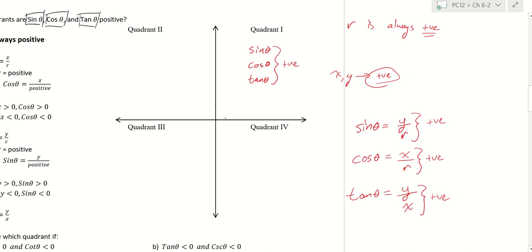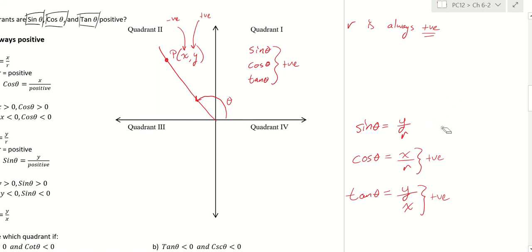What about quadrant 2? What if we have some angle theta that has some terminal arm that ends in quadrant 2? Well, we can think about whether x is going to be positive or negative in quadrant 2. It just so happens that x is going to be negative and y is going to be positive. So let's think about these ratios again. For quadrant 2, the sine ratio of y over r: well, y is positive in quadrant 2, r is always positive. So the sine ratio is going to be positive in quadrant 2.